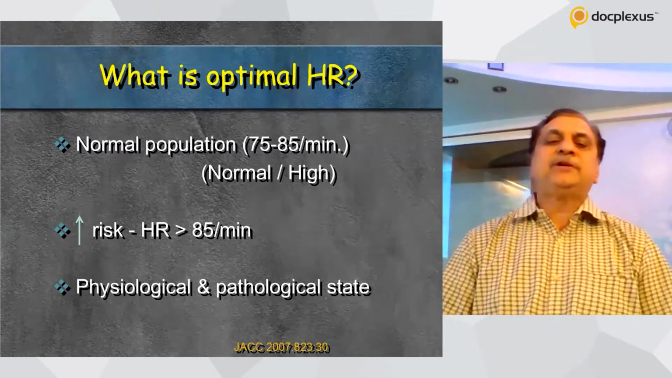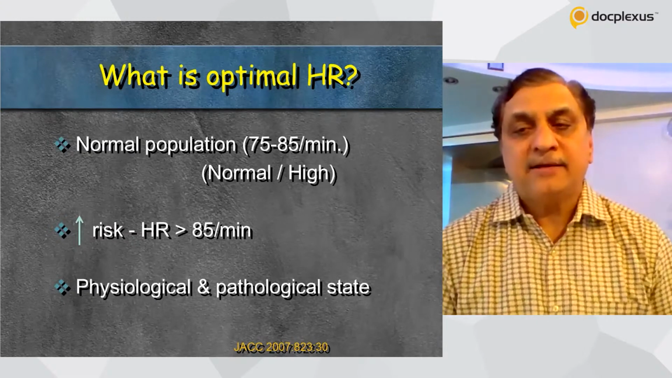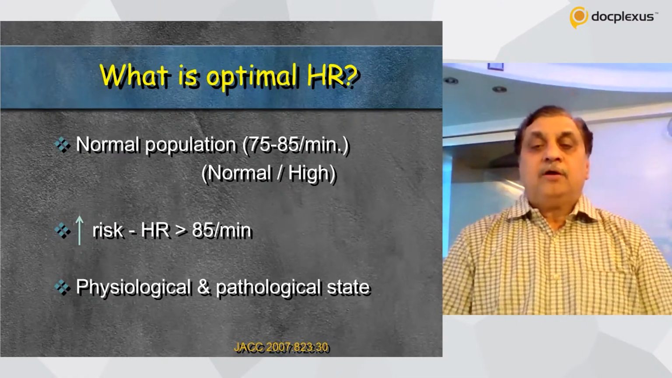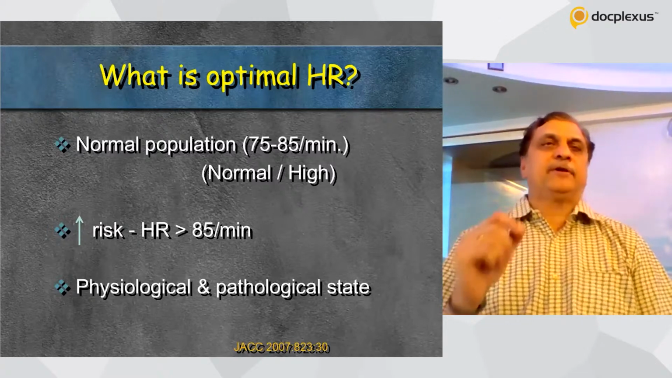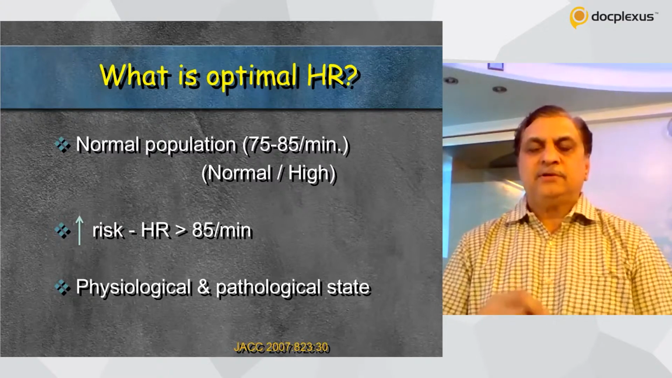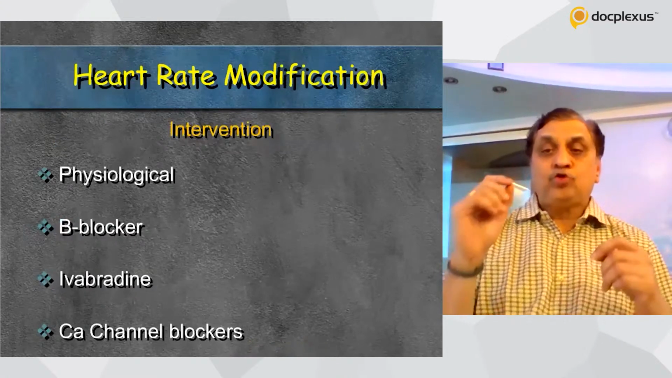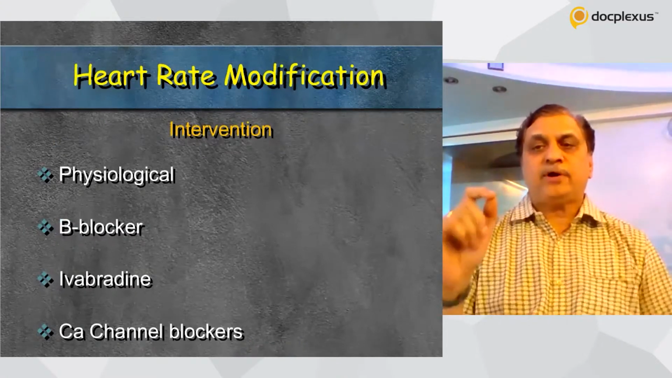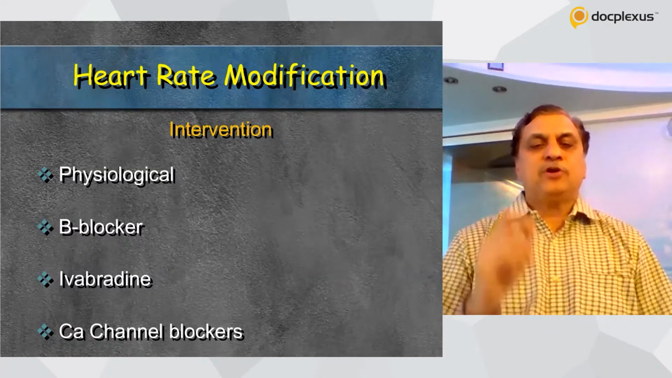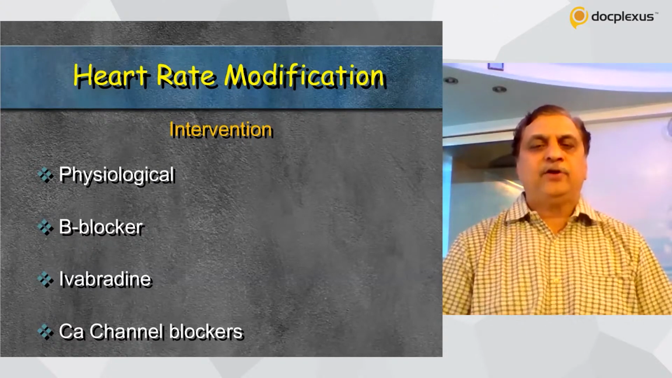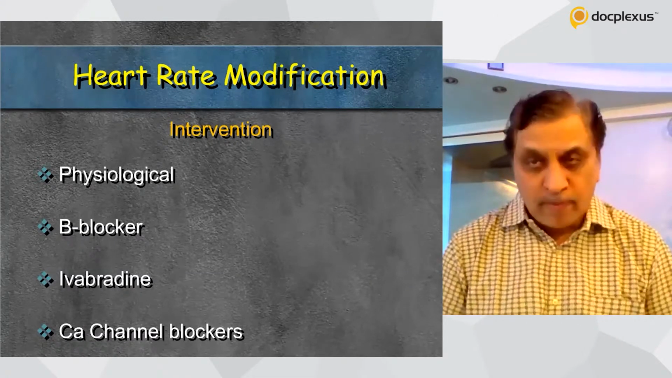Now, the question asked, suppose a normal person has a rate of more than 85, what do you do? Is it physiological or pathological? Now, in general, remember, in a normal person, the important thing to do, so what should you do? Should you intervene? Yes, most important is physiological. That means, as I mentioned, you must do a good level of endurance exercises, which actually stimulates the vagal tone.